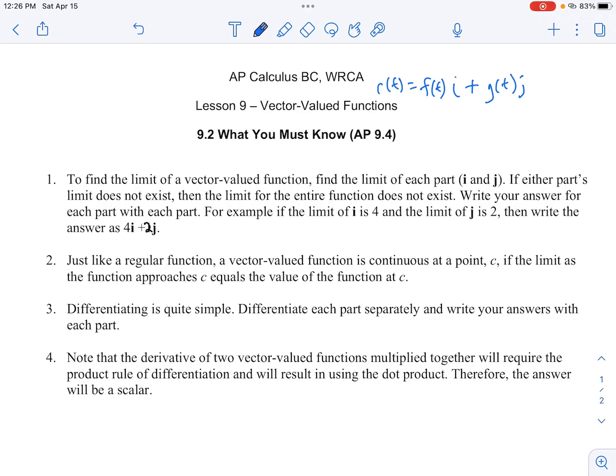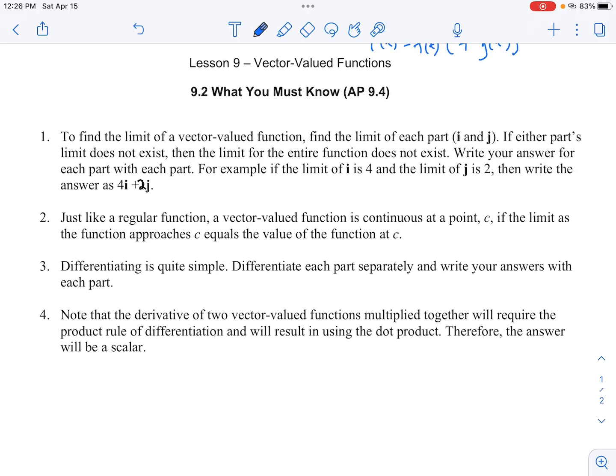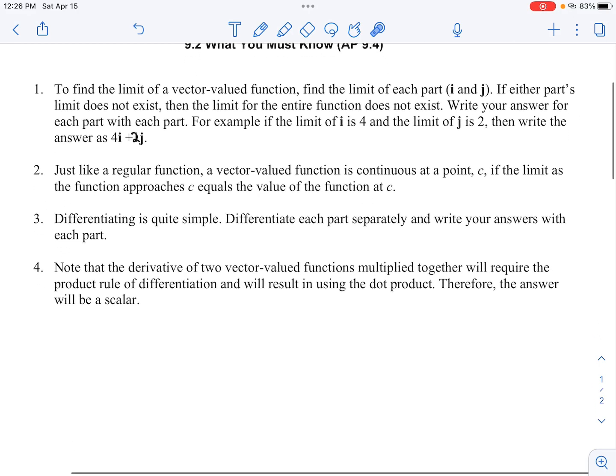We looked at that in the last video on AP 9.4a. This is AP 9.4b. And so there are 4 basic ideas, and honestly, none of them are very difficult. The hardest part about 9.4, and really, in my opinion, everything about vector valued functions, is just making sure that you understand how vectors work to begin with. And that was the last video, AP 9.4a. So here we go. We're going to start with limits.